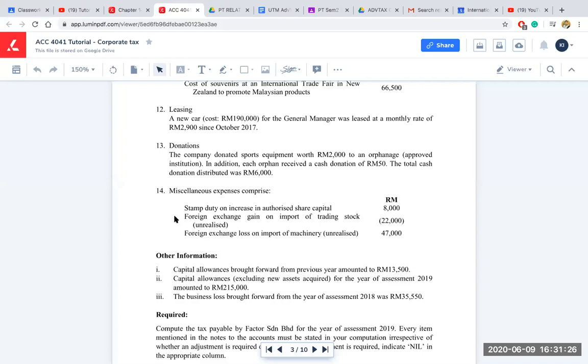Soalan ni memang best lah. You kena add back $2,000. Because you have to add back donation, whether approved or non-approved, you kena add back dulu unless dia section 34. So you add back $2,000 and $6,000. Dekat bawah, you tak boleh claim pun. Why? The first $2,000 because it's benefit in kind. The $6,000 is not given to the institution. It was given to the individual. So you cannot claim also. So for this, maknanya you have to add back dua kat atas. Dekat bawah, you tak boleh claim. Alright. So that is on donation.